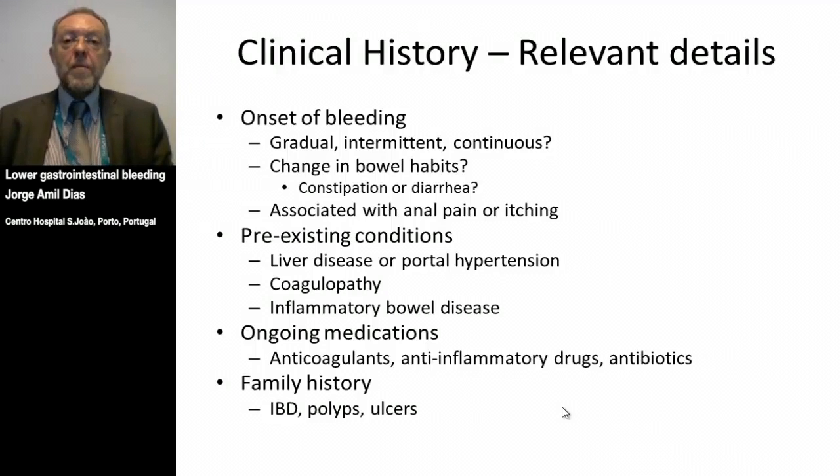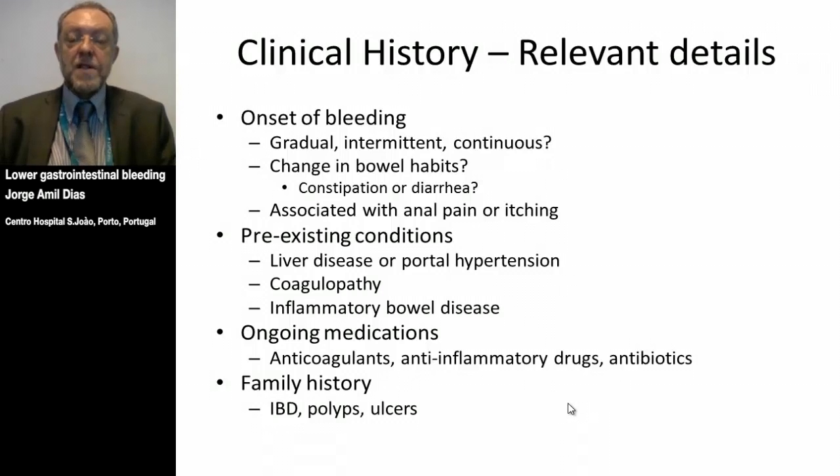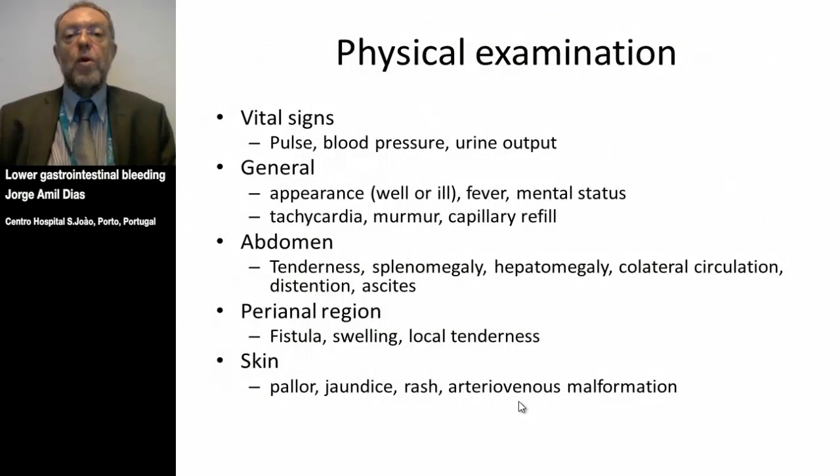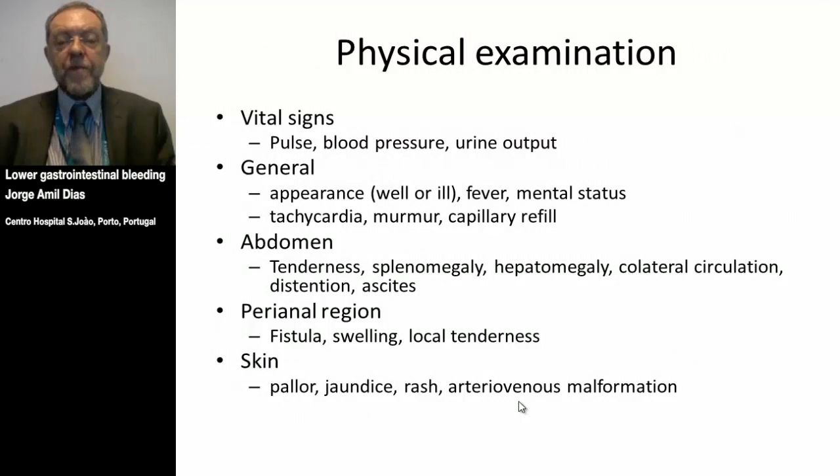We want to know the family history of our patient. Although this is not clearly directly related, if there is a family history of inflammatory bowel disease, polyps, or ulcers, this may also provide some clue about the possible origin of the current problems of our patient.